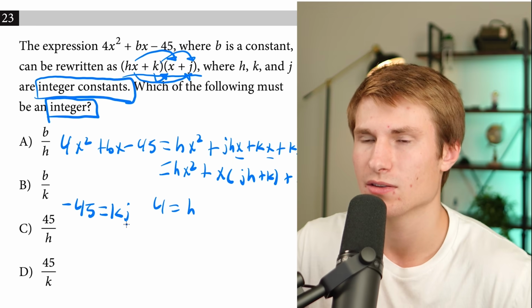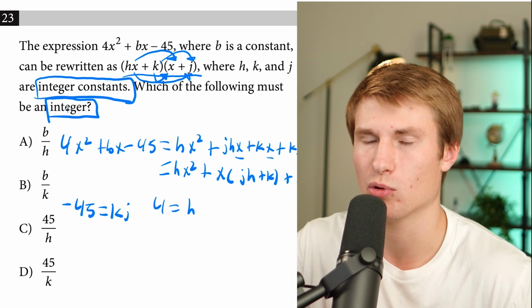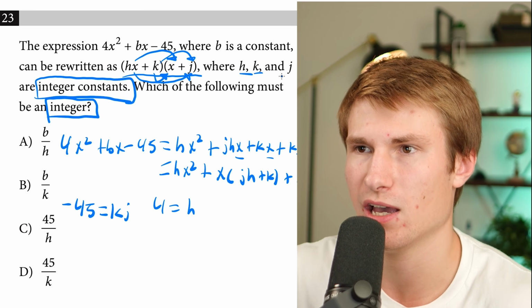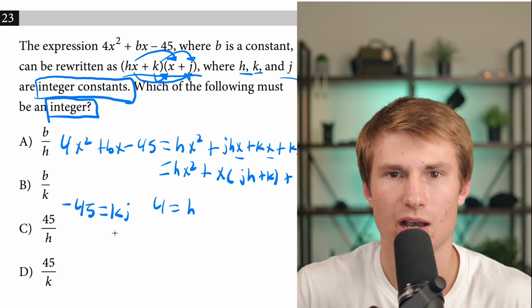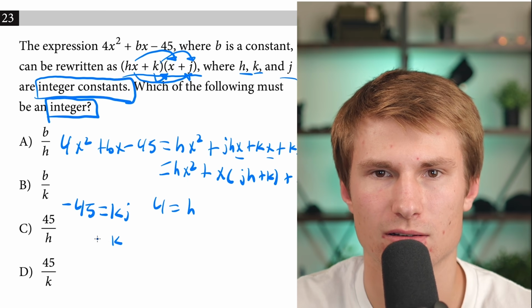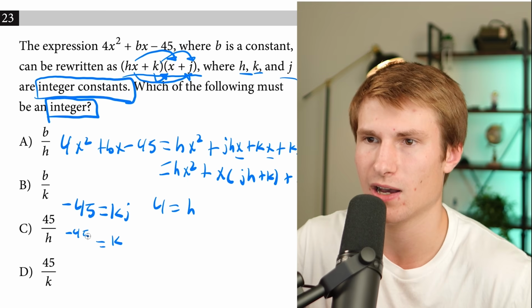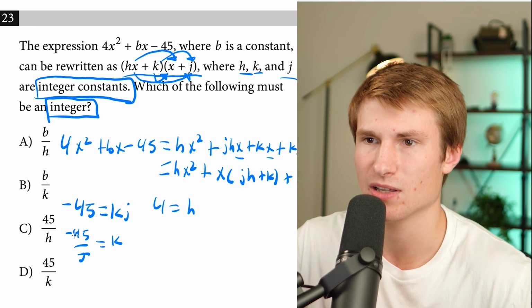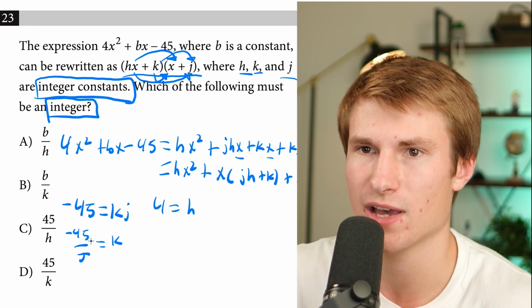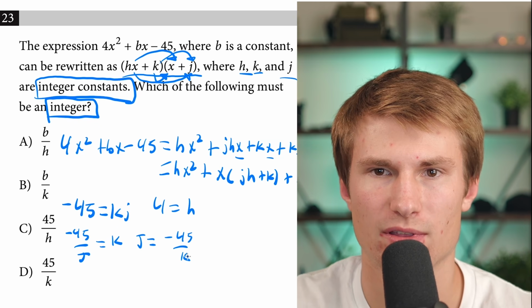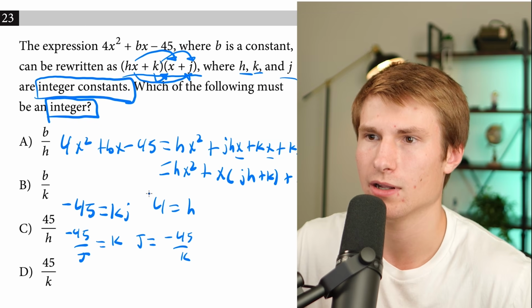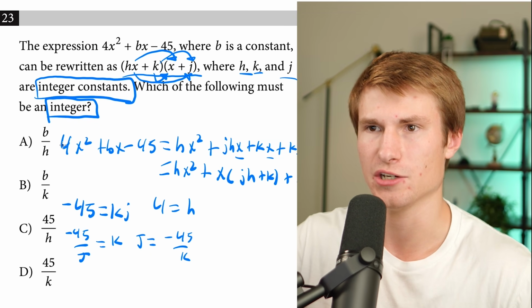From here, this is the point where it really becomes important to pay attention to the fact that h, k, and j have to be integers. Because they have to be integers, I can state that k must equal negative 45 over j. If we see this, negative 45 over j, then we know that that's an integer. If we also see that j is equal to negative 45 over k, we know that that would have to be an integer as well. And then obviously the value of just h. So let's go ahead and run through these.